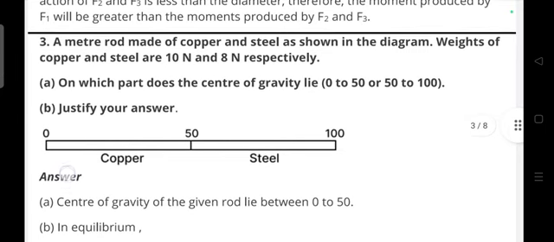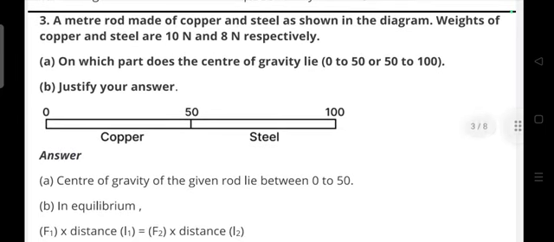Next, a meter rod is made up of copper and steel as shown in the diagram. The weights of the copper and steel parts are 10 Newton and 8 Newton respectively. On which part does the center of gravity lie? So the center of gravity lies between 0 and 50.